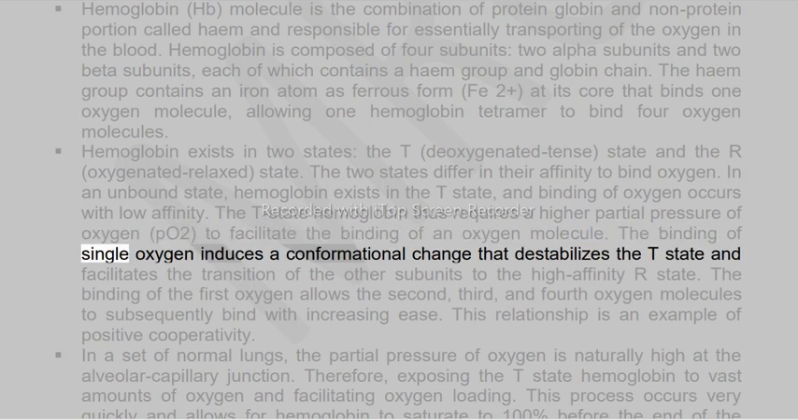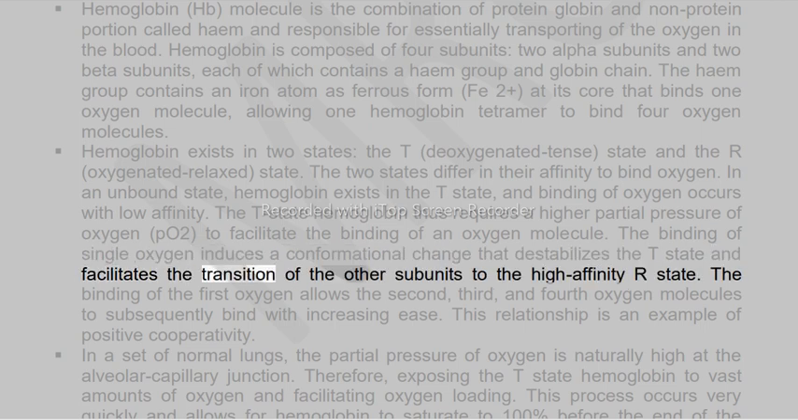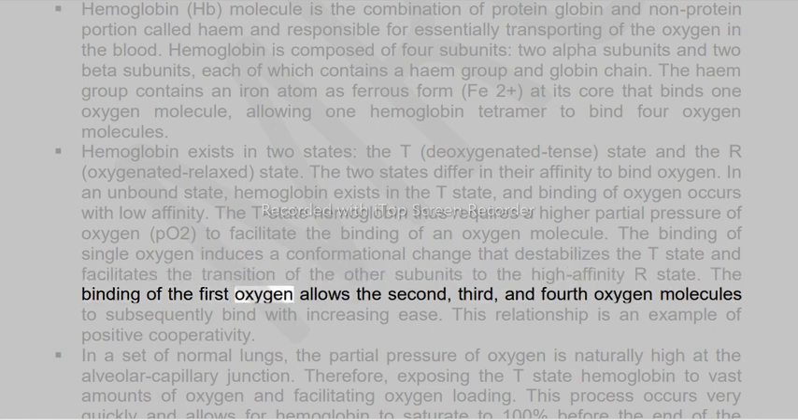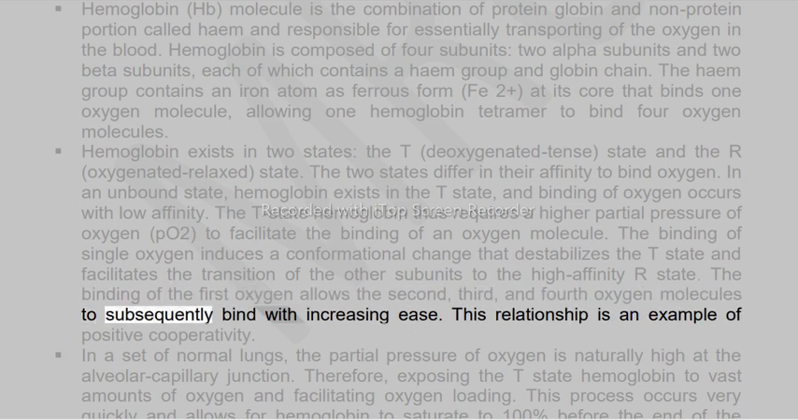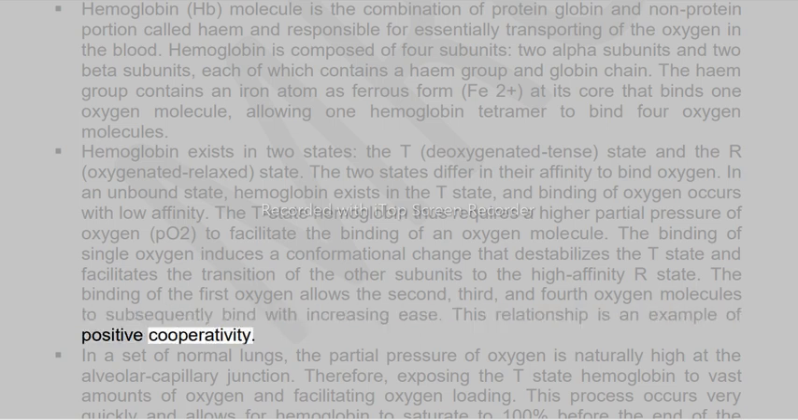The binding of a single oxygen induces a conformational change that destabilizes the T state and facilitates the transition of the other subunits to the high-affinity R state. The binding of the first oxygen allows the second, third, and fourth oxygen molecules to subsequently bind with increasing ease. This relationship is an example of positive cooperativity.